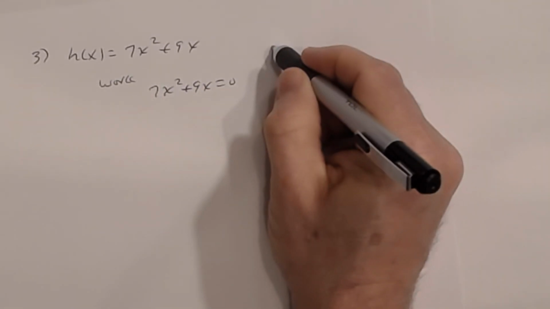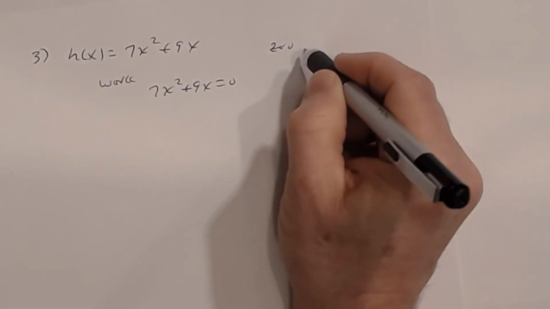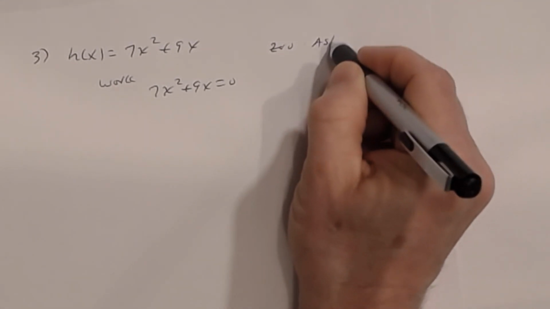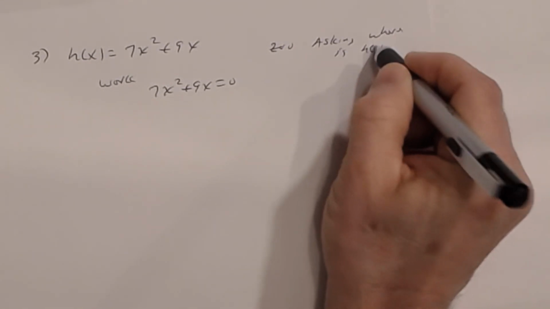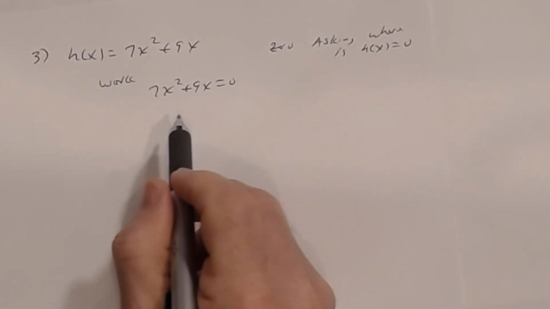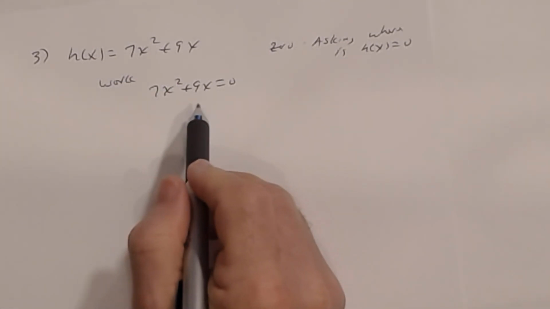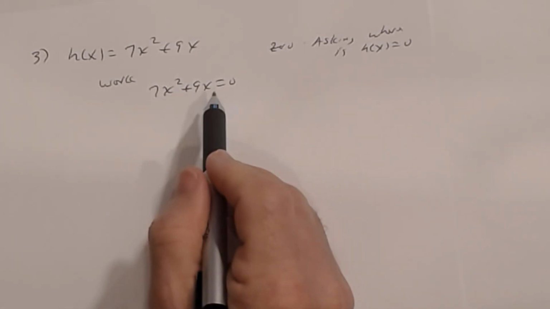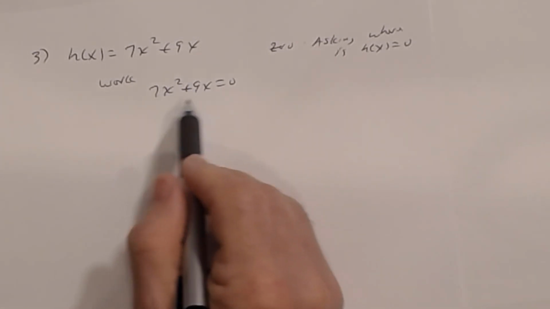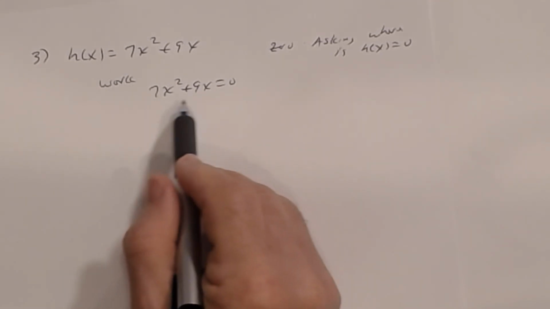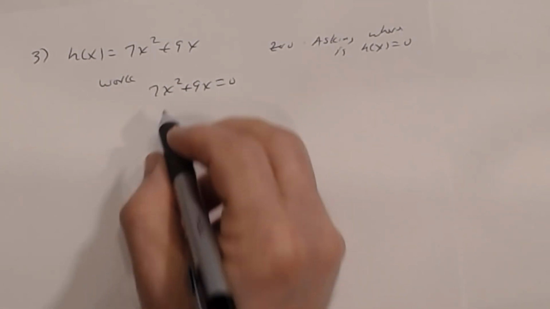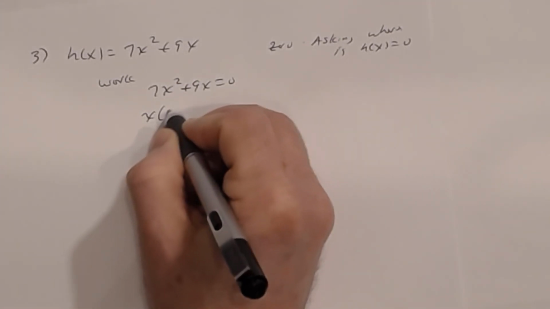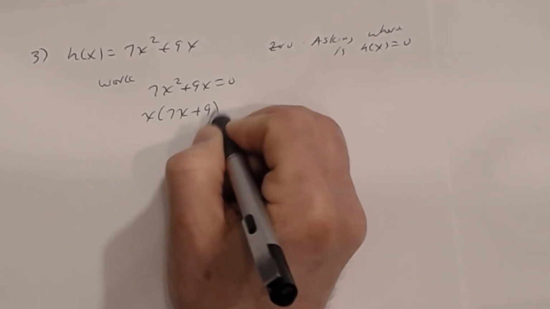All right, so just remember, when finding the zeros, you're asking where is h of x equal to 0? That's what you're asking. So you're going to set this function equal to 0. Now, this quadratic function, or in this case now it's a quadratic equation, I can find the zeros. I can solve this quadratic equation by just factoring. See, I can factor out an x here. So I'm going to go ahead and do it that way. So I get x times 7x plus 9 equals 0.